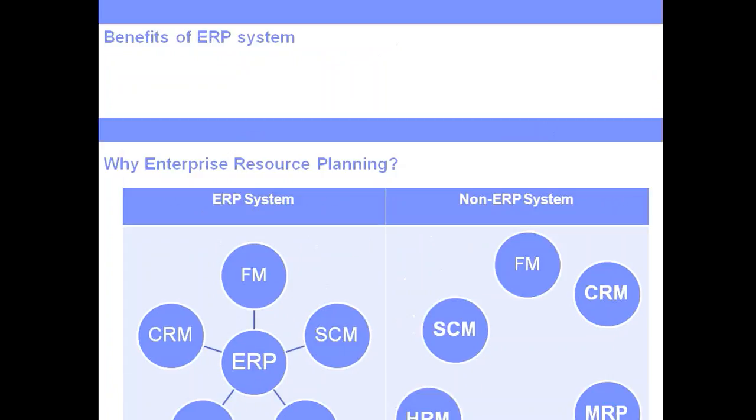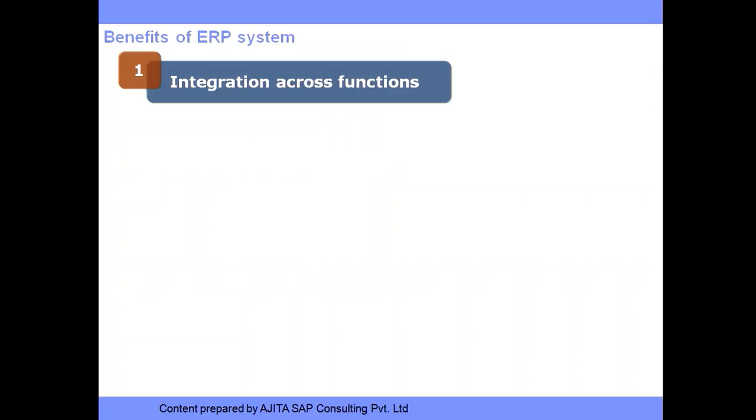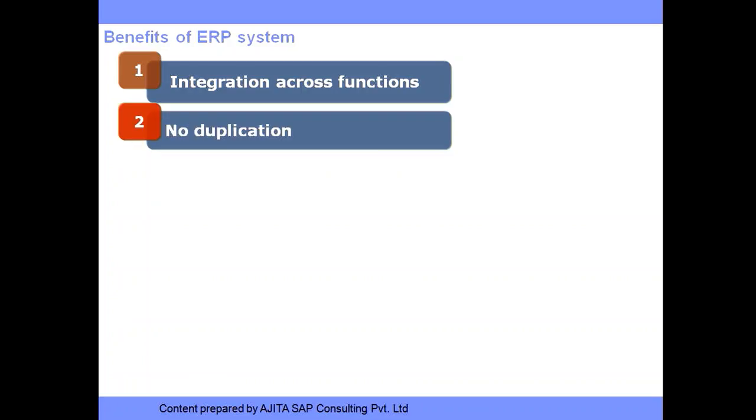Then we were here talking about the benefits of ERP system. Let's see what are the benefits of ERP system and why would anyone go for SAP ERP system. The first thing, I think it is quite clear from what we discussed, is that integration is one aspect which really puts SAP as the undisputed leader when compared to all the other ERP functionalities. So it is integration across functions.